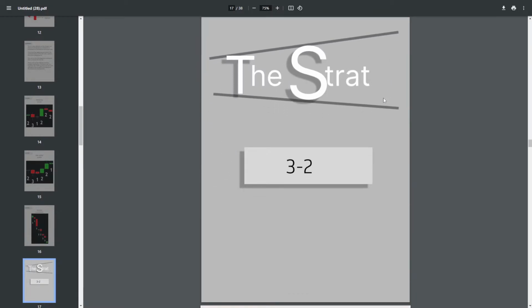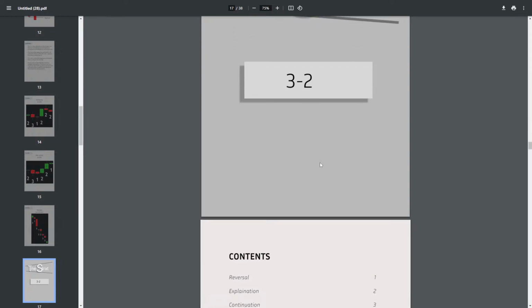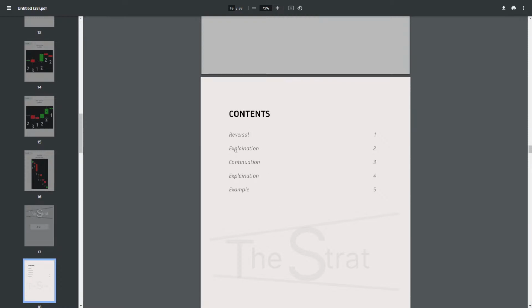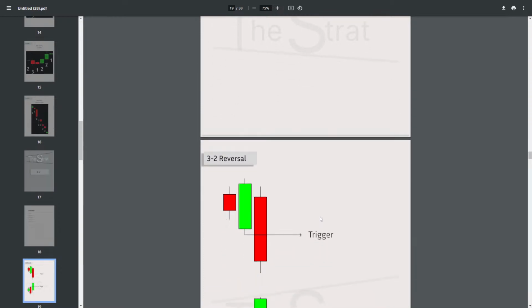So hopefully everyone's following. We also then have a 3-2. So similar, except we do not have a 1. And you can either have a 3-2 reversal or you can have a continuation. And we're going to explain those two.